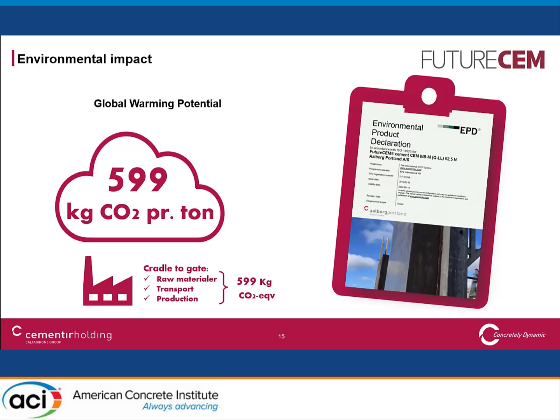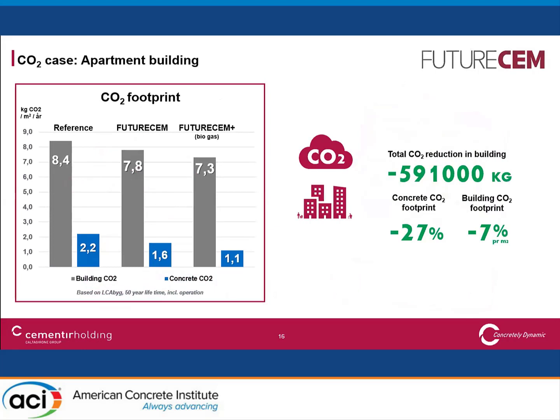But what is important is, of course, how does this behave in a construction? And we have done a number of life cycle analyses of various constructions. And here's an example for an apartment building, where we did the analysis comparing a conventional concrete based on fly ash and OPC with a building made out of FUTURECEMTM concrete, and we could achieve a CO2 footprint reduction of 27%, which I believe is quite good.